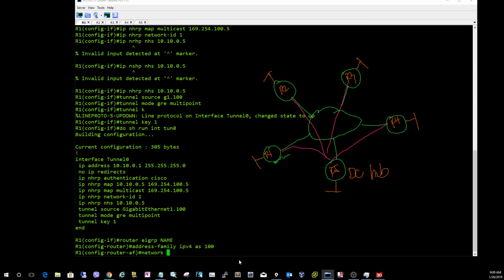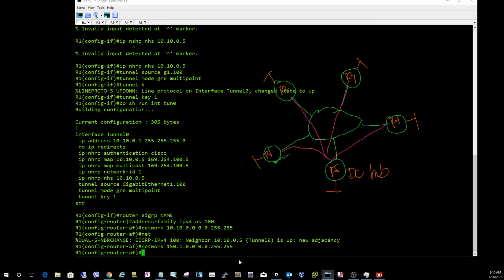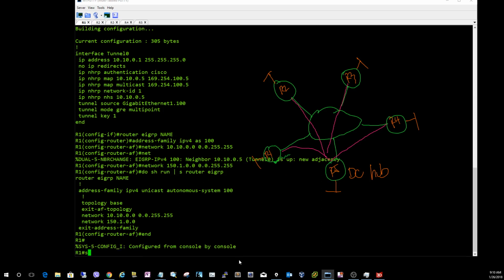So let's do the network. 10.10, I'm forgetting the period. 10.10.0.0. Okay, network statement 0.0.0.0. Scatter McMara would say perfect. Okay, so if I do show run section router, would this work? Yeah. Cool beans. And now I wonder, is the peering up?